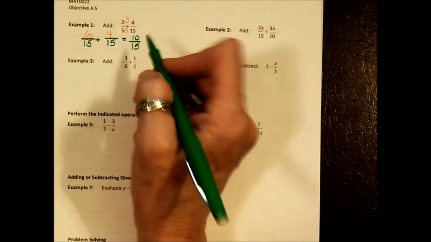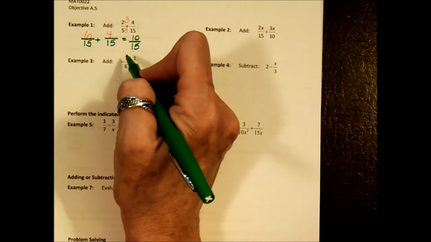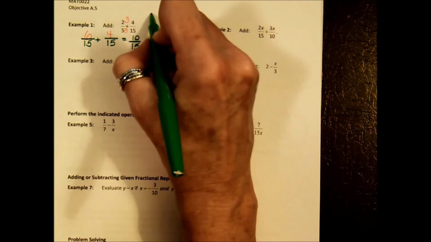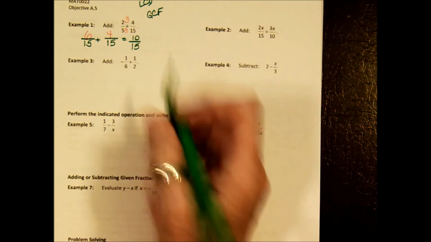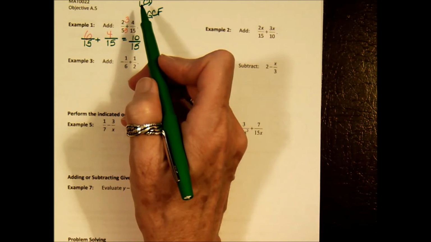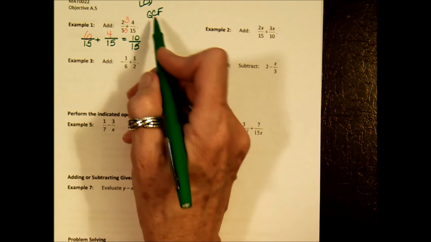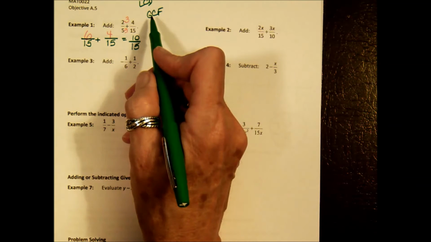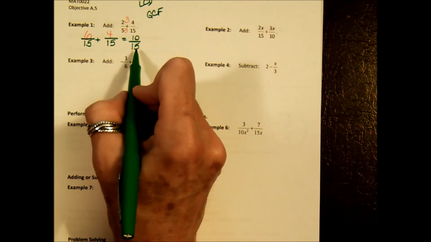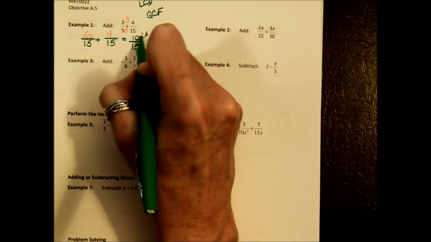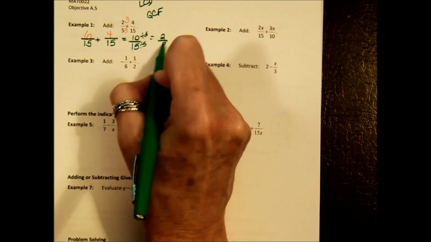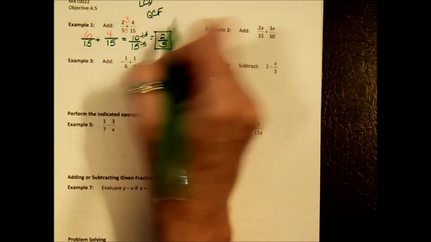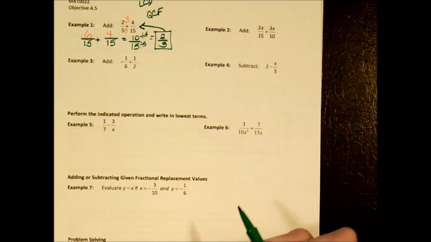However, my 10/15 can be simplified. Now we're going to use the GCF. So don't get the GCF and the LCD confused. The LCD is what the denominators go into. The GCF is what goes into the denominators. So what goes into 10 and 15? 5. So we're going to divide by 5, and that gives me 2/3, which is the answer or the sum of that addition problem.